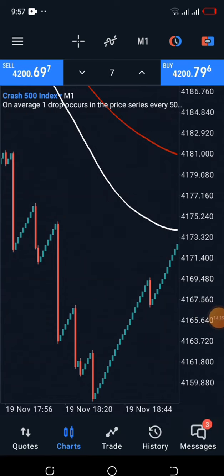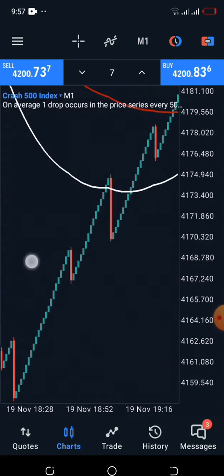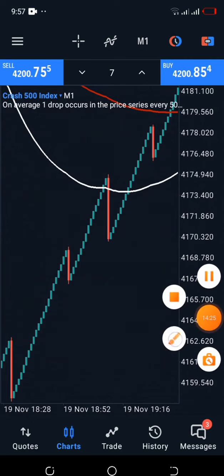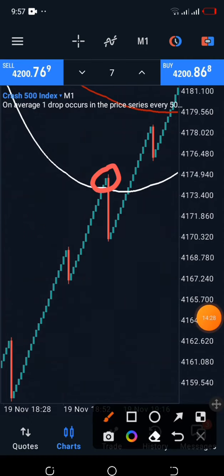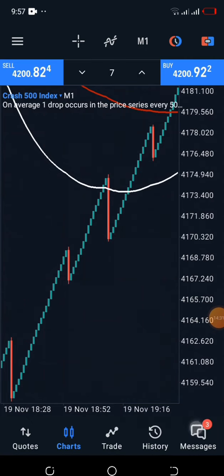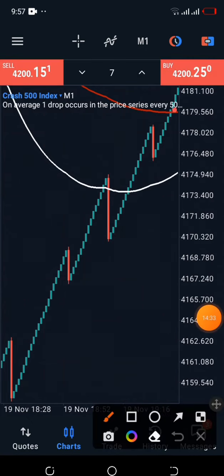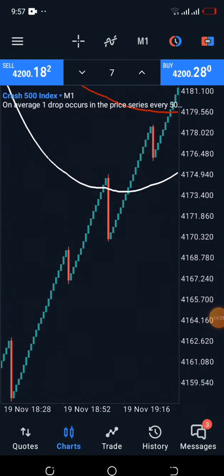So that's when you know that the trend is down, and then you wait for price to touch the white, and as soon as it touches the white, what do you do? You enter for your sell. Can you see that? That's it. Like I said, you don't need to enter here again for a sell. So that is it for crash 500.